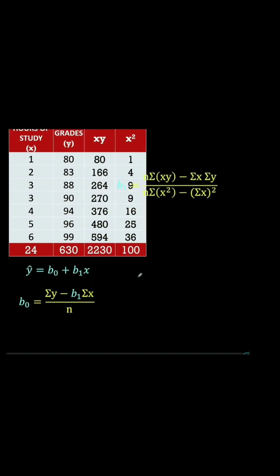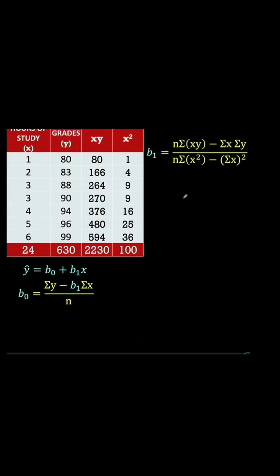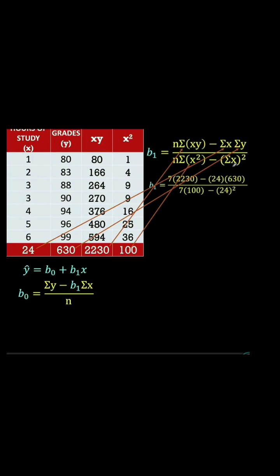Then we now perform the computation of the slope. So our n is 1, 2, 3, 4, 5, 6, 7. We have 7 observations. Then sigma xy is 2230. This is sigma x, which is 24. Sigma y is 630, all over n, and again it's 7. Sigma x squared is this 100, minus sigma x, which is 24, and we square that. From here, we just perform the necessary computation.